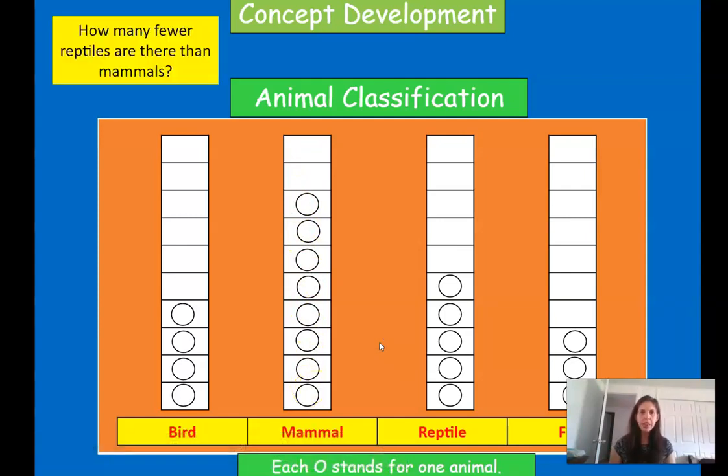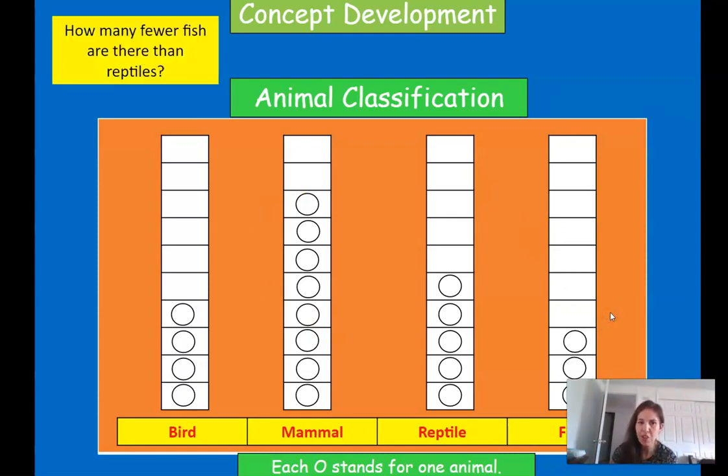How many fewer reptiles are there than mammals? We're going to look at reptiles, and we have 5 reptiles, and we look at the mammals, we have 8 mammals, and we're going to see how many fewer. When it says fewer, what are we going to do? Usually we're going to subtract. So we're going to subtract 8 minus 5 equals, what is it? 3. Very good. So there are 3 fewer reptiles than mammals.